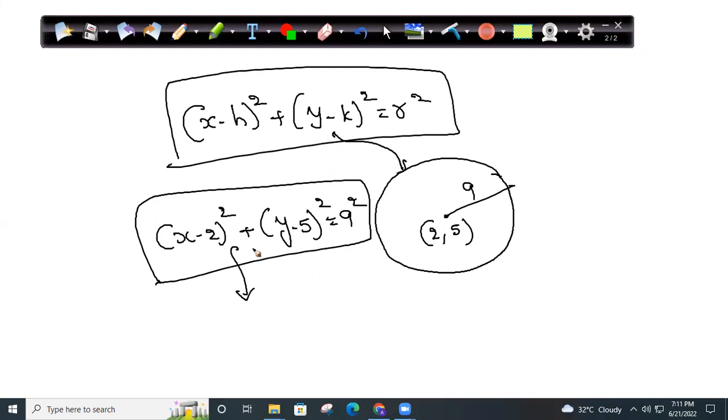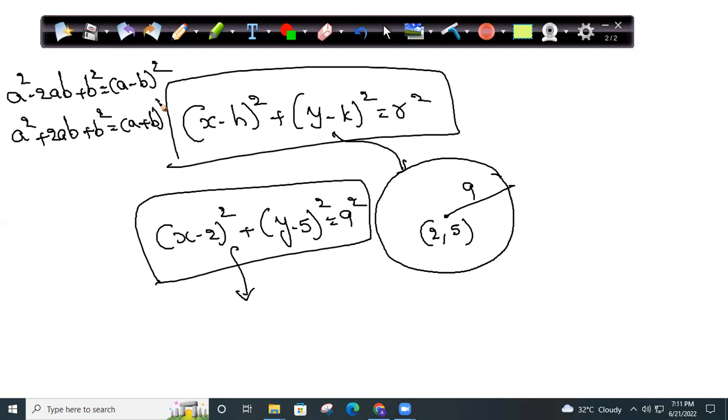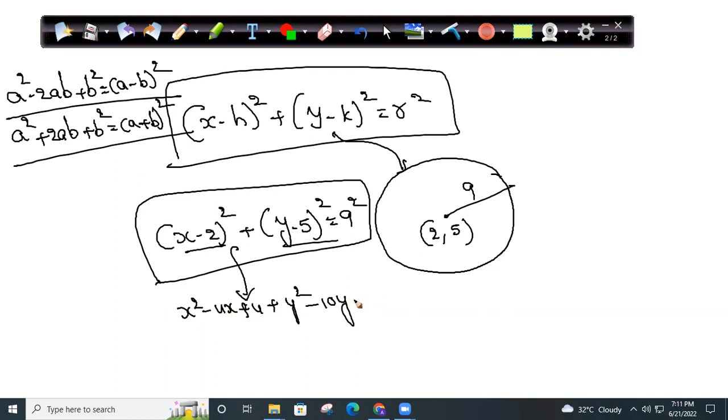I can also write it in another way. Everyone in the class knows these two formulas. A square minus 2ab plus b square is a minus b whole square. A square plus 2ab plus b square is a plus b whole square. I hope everyone in the class is aware of those two formulas. You should know. If not, I'll be working for the next 10 minutes on these two formulas only. So I can use the a minus b whole square formula: x square minus 4x plus 4 plus y square minus 10y plus 25 is equal to 81.